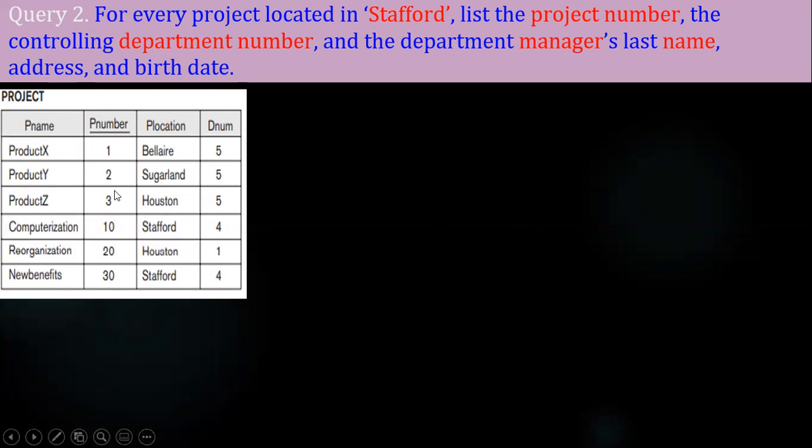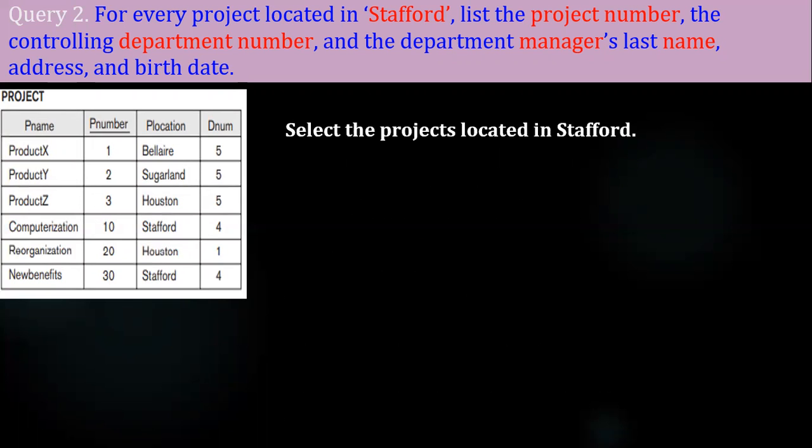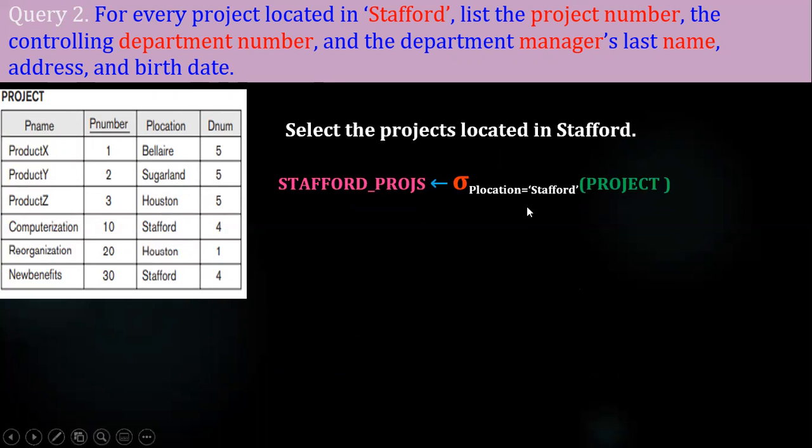Now from project I need to select the project numbers which are located in Stafford. That is our first step. For this simple query, I am using a single table, no need to join. So directly select the project details where P location is Stafford. Which tuples will be selected here? Tuple number 4 and 6. The project Computerization is located in Stafford, and the New Benefits project is also located in Stafford.